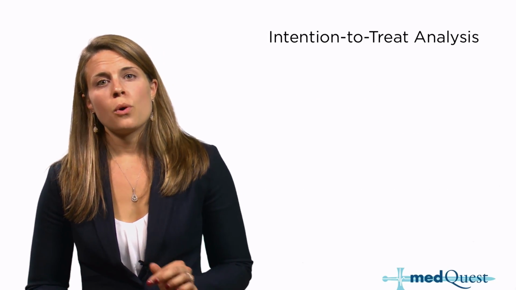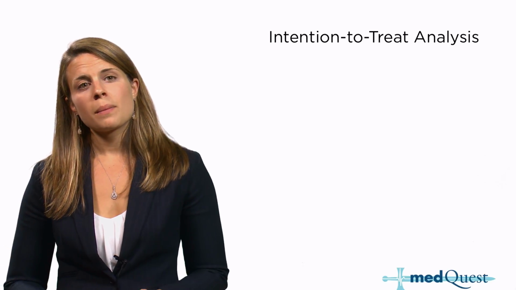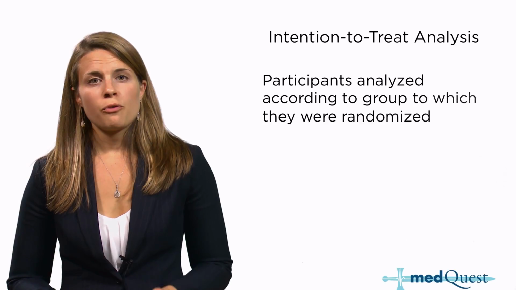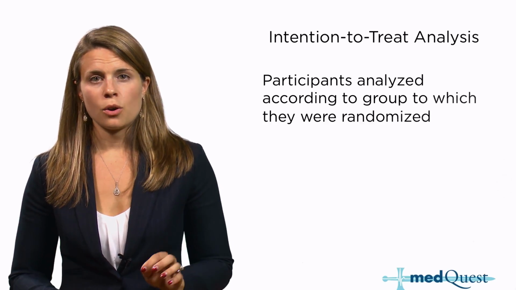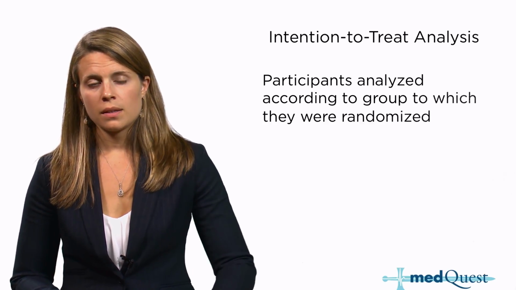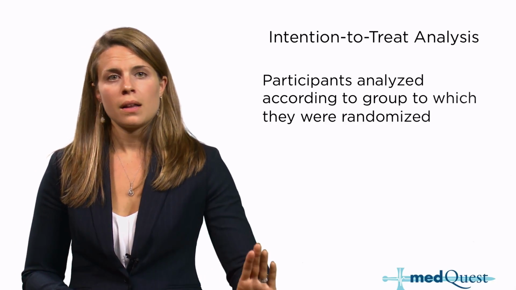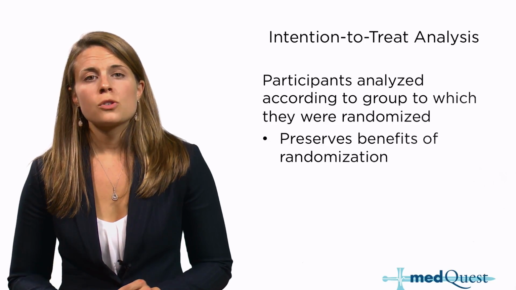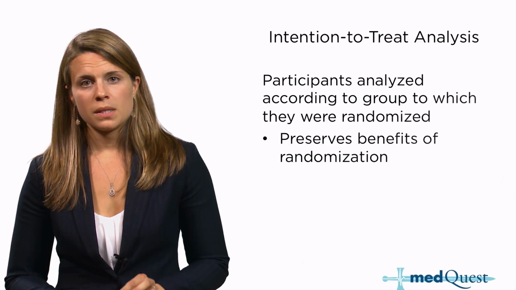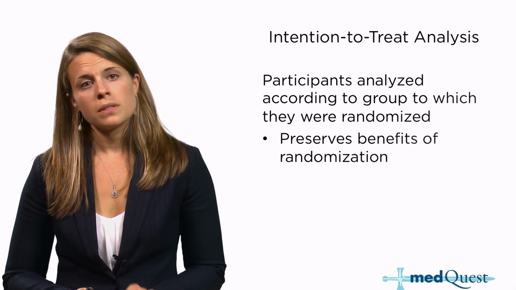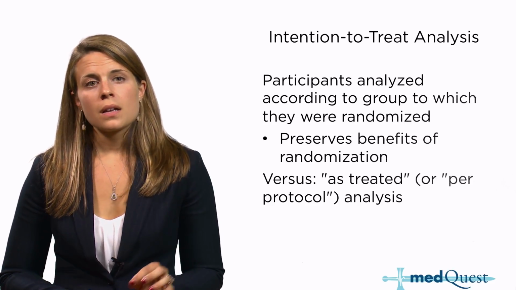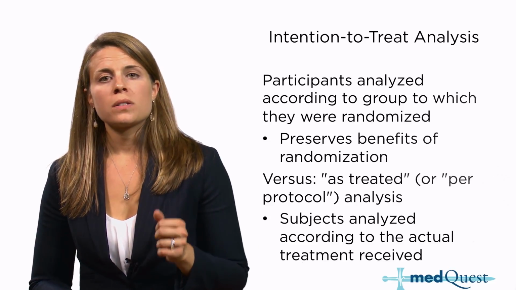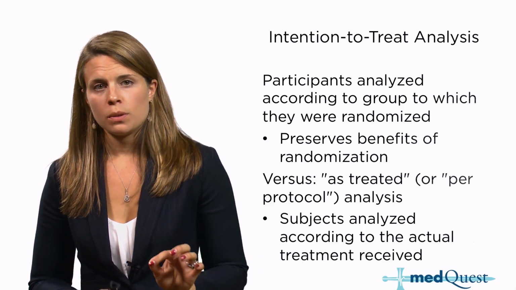I want to make a quick note on intention to treat analysis, because this is something that also will come up within research studies. This is performed when participants are analyzed according to the group to which they were randomized. That is, if you were randomized to treatment, you're analyzed as treatment, and if you're randomized to control, you're analyzed as control. This is going to preserve the benefits of your randomization and eliminate the possibility of selection bias. This is in contrast to something called as treated or per protocol analysis, where subjects are analyzed according to the actual treatment that they received.